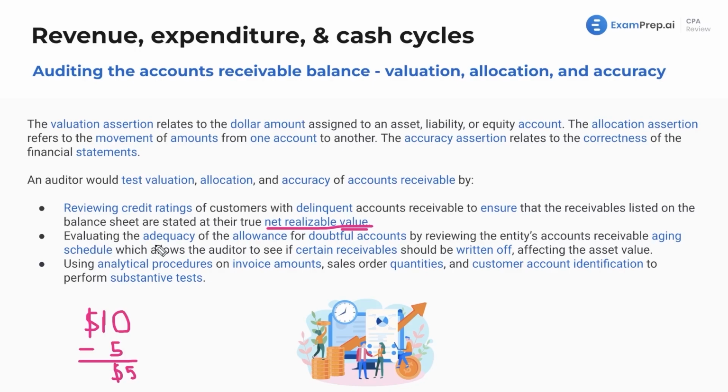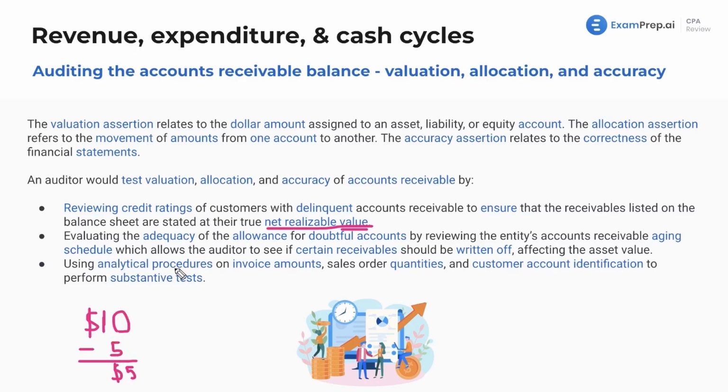Next up, evaluating the adequacy of the allowance for doubtful accounts by reviewing the entity's accounts receivable aging schedule, which allows the auditor to see if certain receivables should be written off, thus affecting the asset value. If something is outstanding for 300 days, it's probably not going to get paid. If something is outstanding for a full year, you're probably not going to receive that money. And as such, you should write it off, which is the same process here. You would write down your asset, which is not good for a company, and presumably why they wouldn't want to write it down.